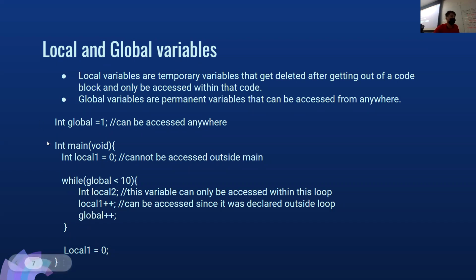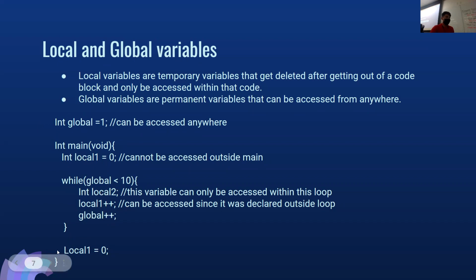So here I did a little demonstration. This is a global variable. As you can see, it's outside the main function. Inside here, you have a local variable because it's inside the brackets. And here you have another set of brackets, and here I declare a local variable called local2. So this variable you can only access within this while loop bracket, right? You can access global because that's a global you declared outside the main. You can also access local1 because local1 was declared outside this bracket.